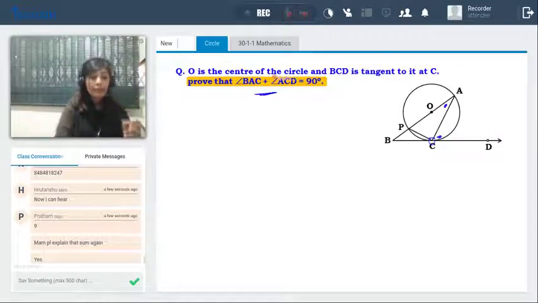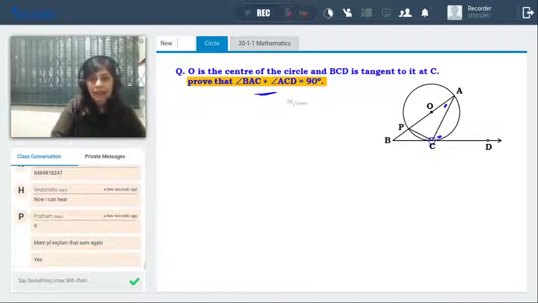Yes, students, observe. Now, before we move ahead, I will give you a trick to solving the sums in the circle chapter. Please observe, please note this down if you want.